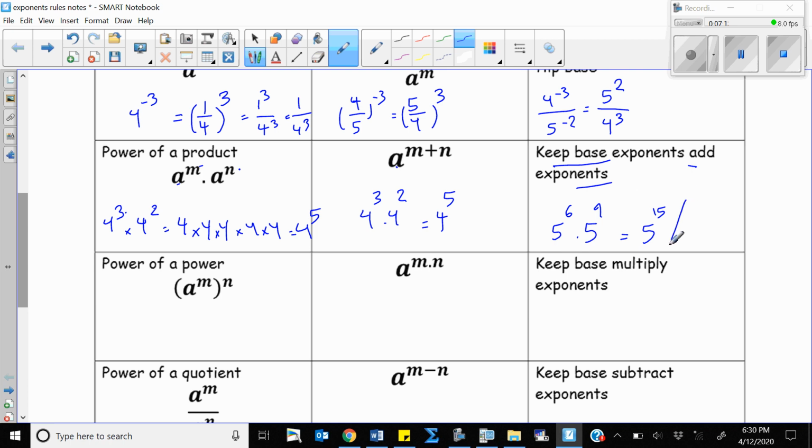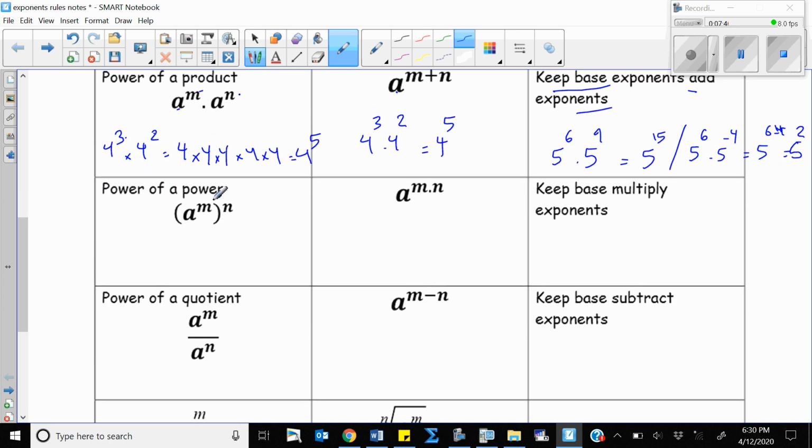Even if you have a negative power, you can use this rule. Let's say, for example, we have 5 to the power of 6 times 5 to the power of negative 4. Again, I'm going to keep the base and add up the exponents, 6 and negative 4, which gives 5 to the power of 2. That's the answer. So just add up the exponents.